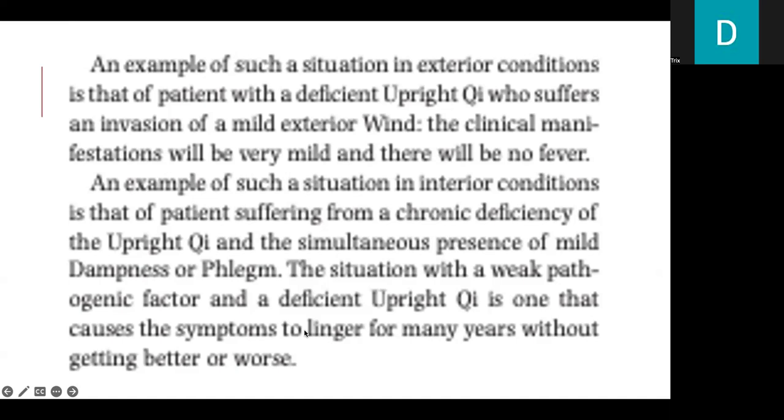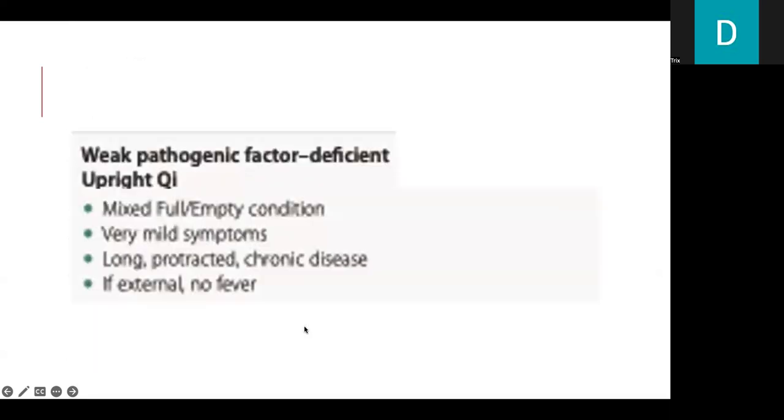An example of such a situation in interior conditions is that of patients suffering from a chronic deficiency of the upright chi and the simultaneous presence of mild dampness or phlegm. The situation with a weak pathogenic factor and deficient upright chi is one that causes the symptoms to linger for many years without getting better or worse.